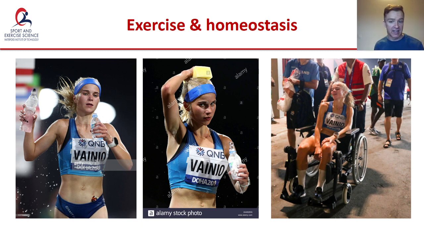An example of this is the girl that you see in the picture there. That is Elisa Vainio, an athlete from Finland who was competing in the marathon in Doha in 2019, at the Athletics World Championships. This was a controversial event because it was held in Doha, which is one of the hottest countries on earth. They took some extreme measures to try to control the environmental conditions, like putting air conditioning in the stadiums.